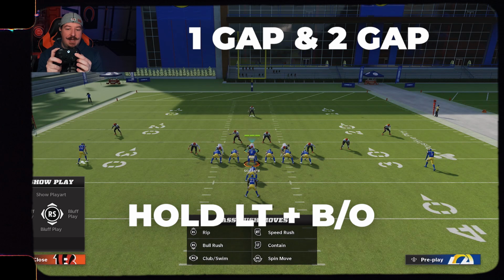Now, if I go ahead and show the run fit to the other side, you'll notice that in this 3-4 defense, you have a lot of two gap players, meaning that their run fit changes when you go left versus right. This is a really, really important thing to know, because this says that this nose tackle Hill is responsible for either A gap.